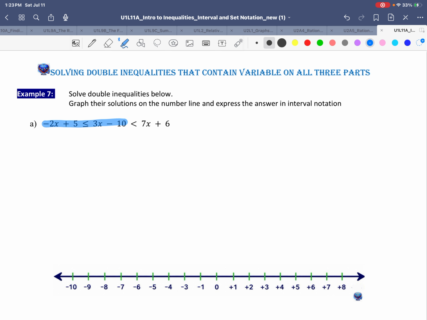The first one will be negative 2x plus 5 less than or equal to 3x minus 10. And the second inequality will be 3x minus 10 less than or equal to 7x plus 6.